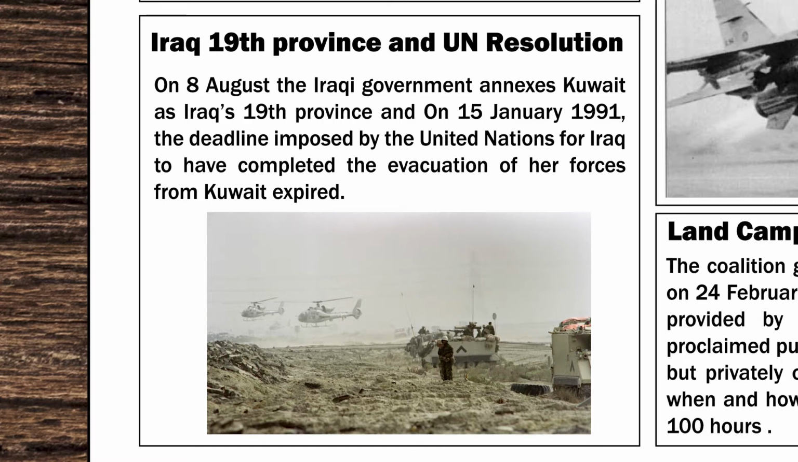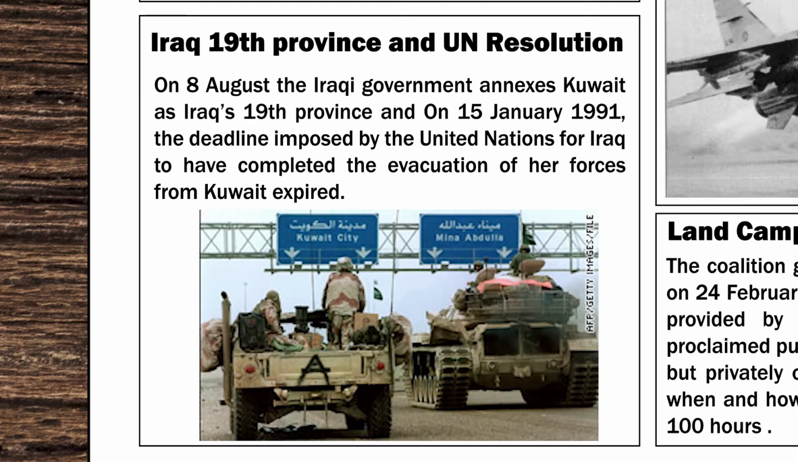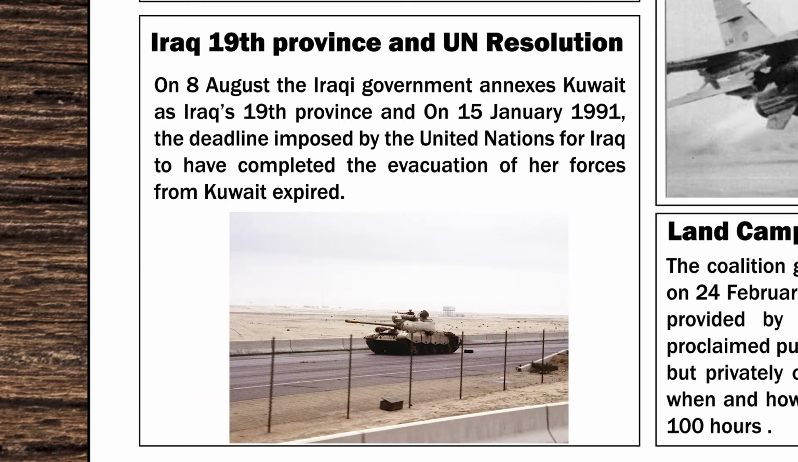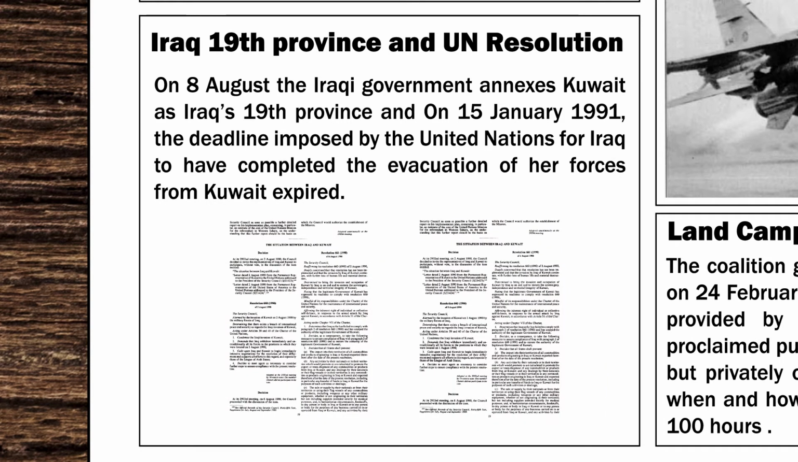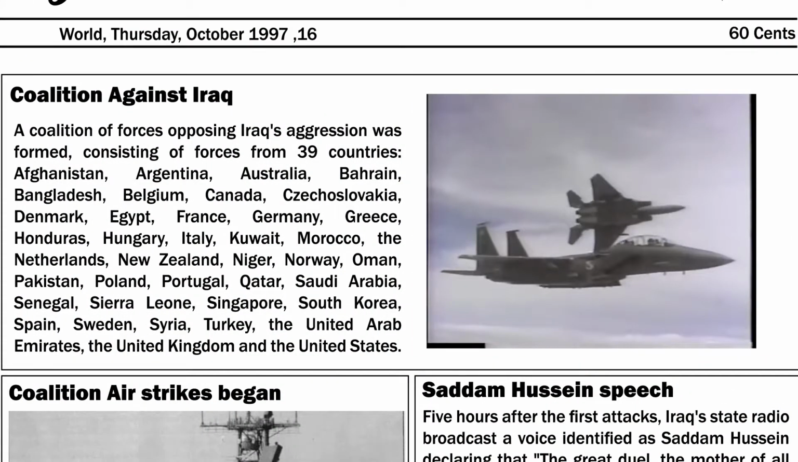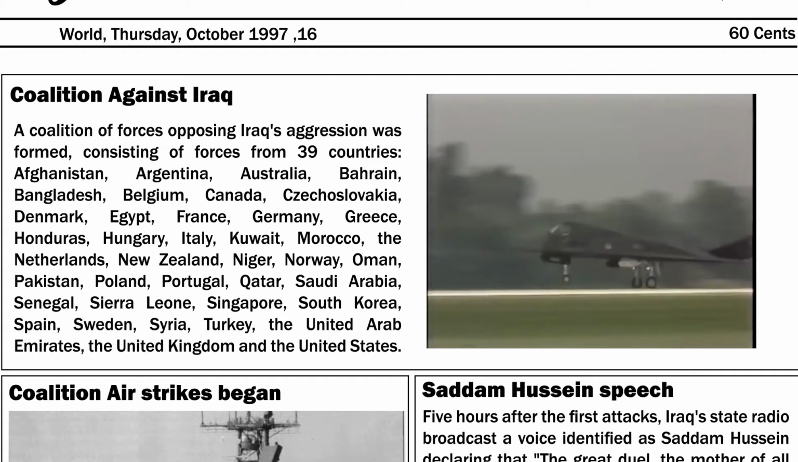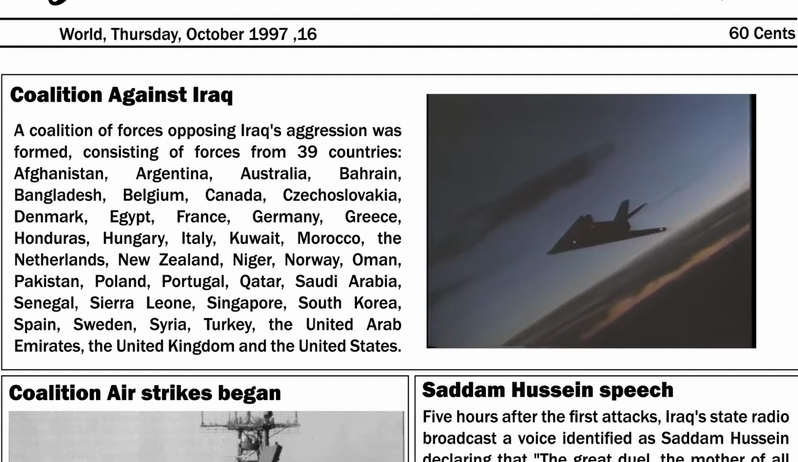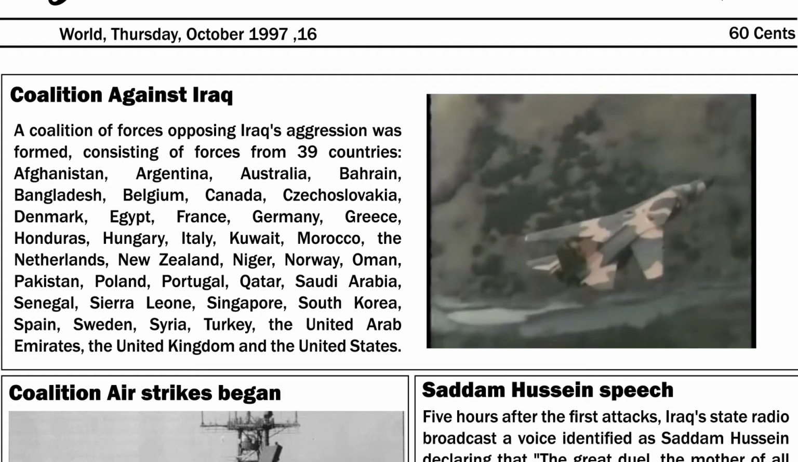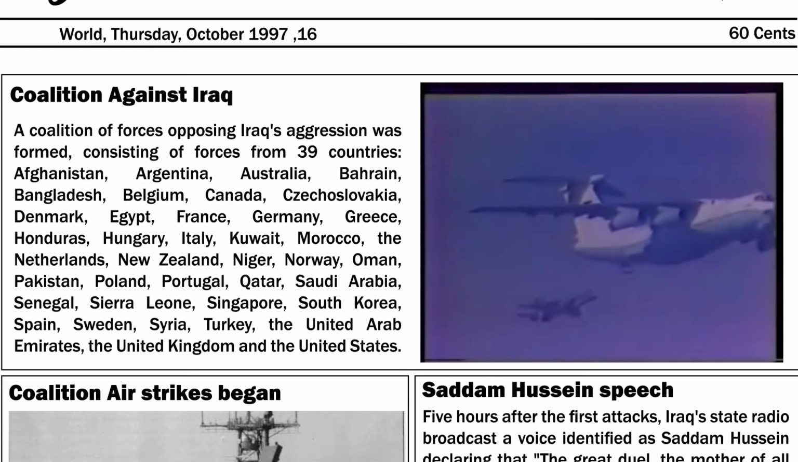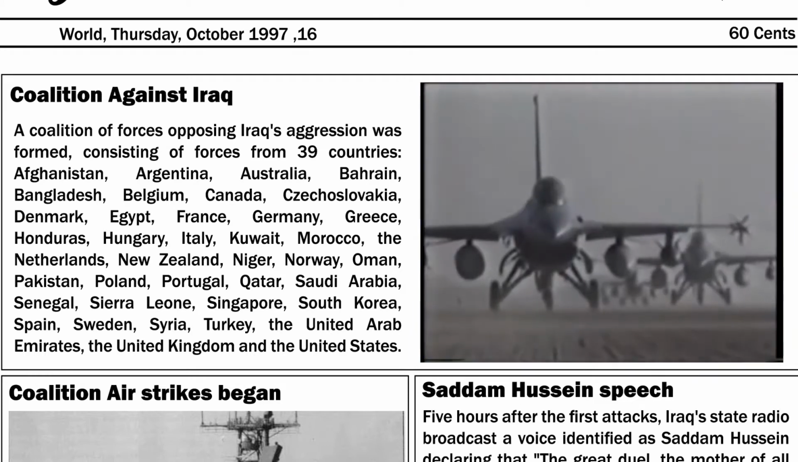On January 15, 1991, the deadline imposed by the United Nations for Iraq to have completed the evacuation of her forces from Kuwait expired. The forces of the coalition didn't respond immediately, but preparations were almost complete for offensive action, in which a major air campaign would be waged to disable the Iraqi forces and Iraq's command, communications, transport and industrial capabilities. Only after this had been achieved would ground forces be committed in what it was hoped would be a short campaign to complete the crushing of Iraqi forces and thus free Kuwait.